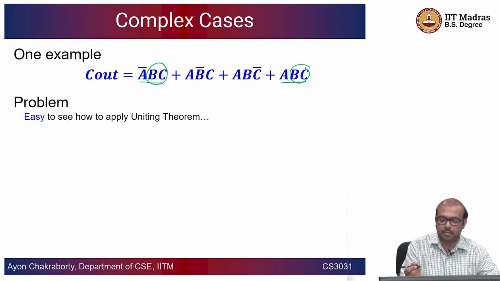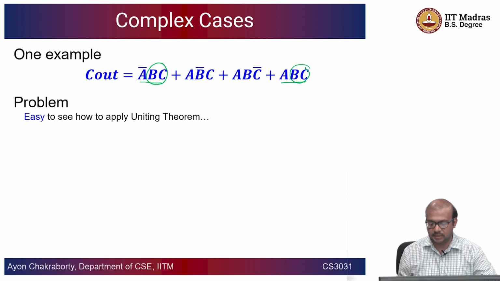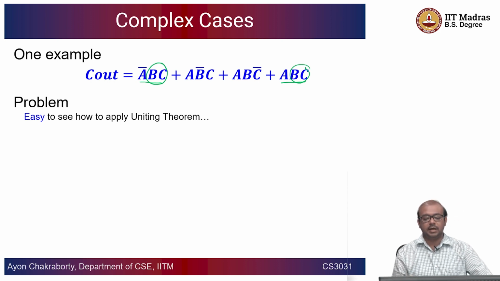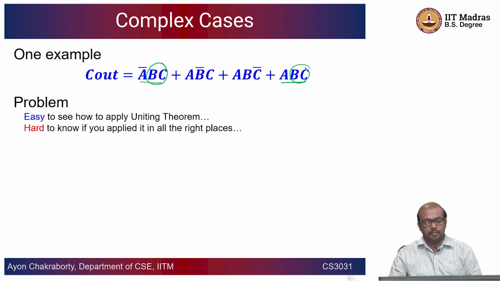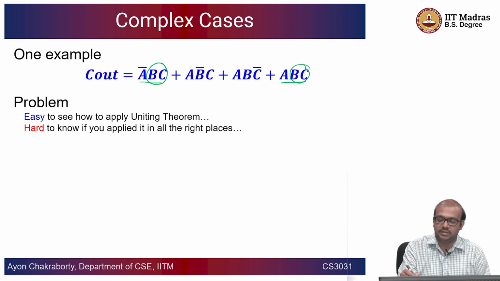it becomes A plus A bar, which is going to be 1. So, BC is going to be a separate term that remains. Okay. And after that you can do further simplifications, right. But the problem is whether you have applied the uniting theorem at the right places. Okay. Because just being greedy, I could see this BC sitting here and this BC sitting here, this term sitting here, and that kind of intrigued me to start combining them, right.